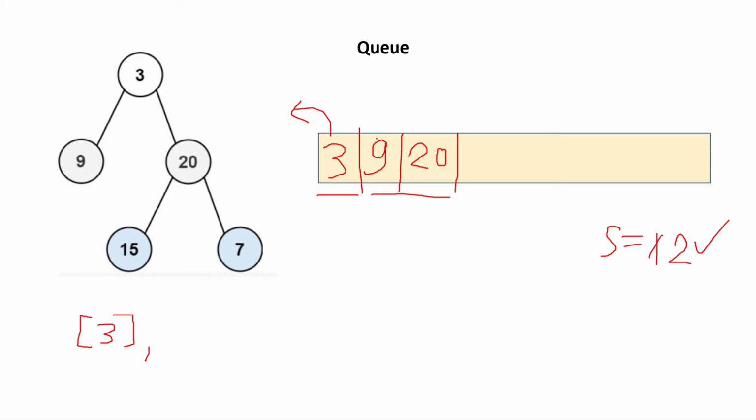So now we will again create a blank array, and we will pop this element 9 and we will keep it here, and for 9 there is no left and right, so we will not keep anything. Then we will pop 20 and we will keep it here, and left and right is 15 and 7, that we will push in the queue.